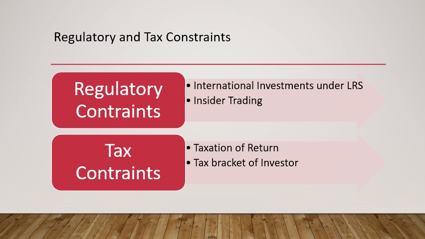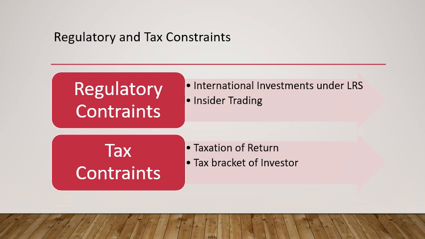We have already said this, but let me quickly take you through it. Like insider trading. Insider trading means nobody can use unpublished price sensitive information to trade in the market. So that's a regulatory constraint, right? Similarly, there is a constraint under LRS, which I have already told you, which is nothing but the Liberalized Remittance Scheme. Under the Liberalized Remittance Scheme, you can take maximum $250,000 out of India in 1 year. So if you want to invest outside India, you have a restriction.